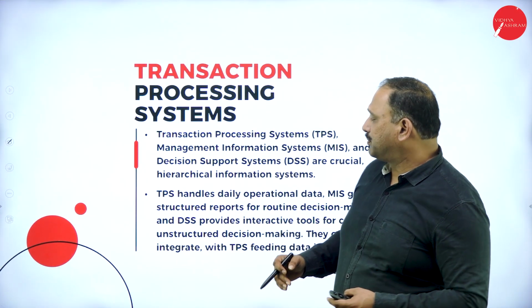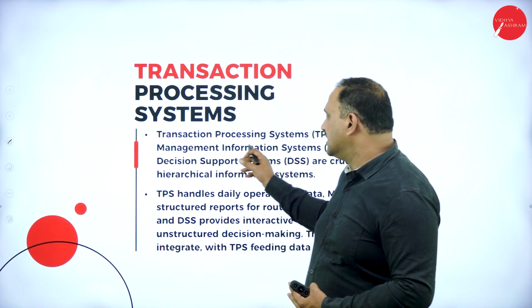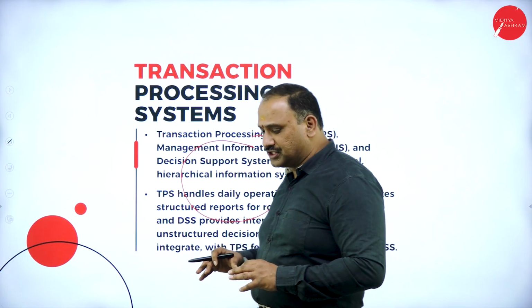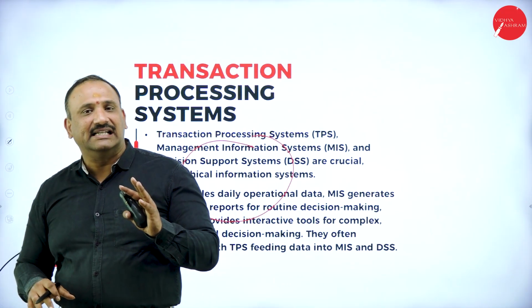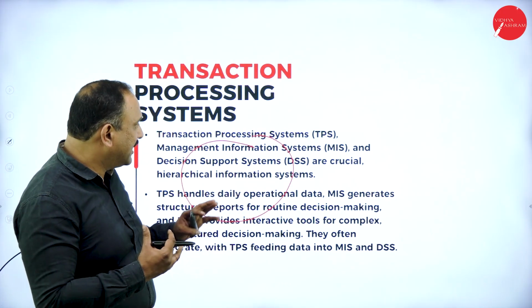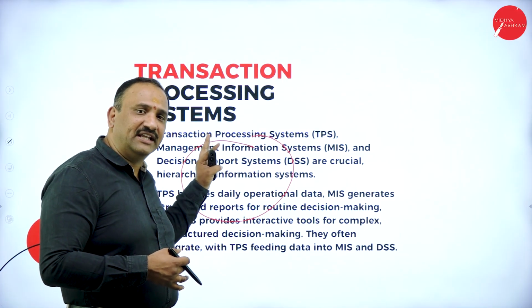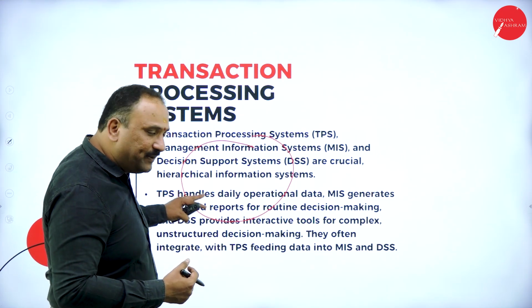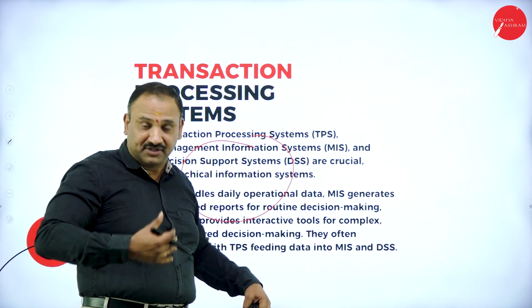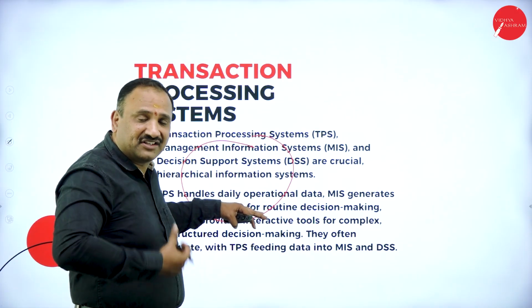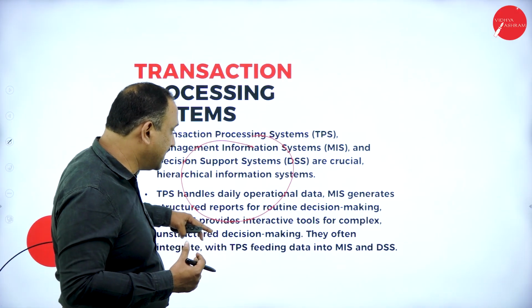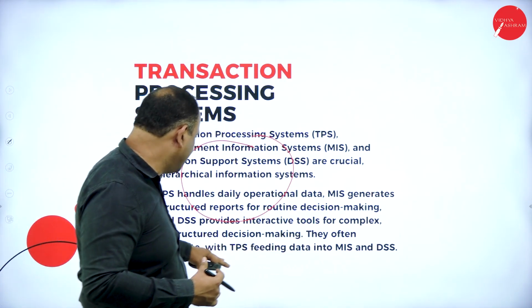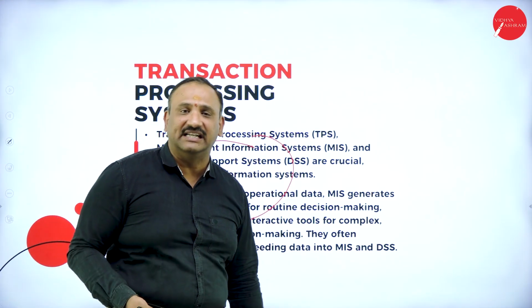Followed by the transaction processing system, which is a part of this support system altogether. Why do I bring TPS into it? Because Microsoft Excel is the core software that helps in MIS and in the transaction processing system. And it is very important. Why? Because the TPS handles the operational data, which becomes a feeder for the MIS to generate structured tools, and the database helps in decision making. DSS provides interactive tools for complex unstructured decision making. They often integrate, with TPS feeding into MIS and DSS.